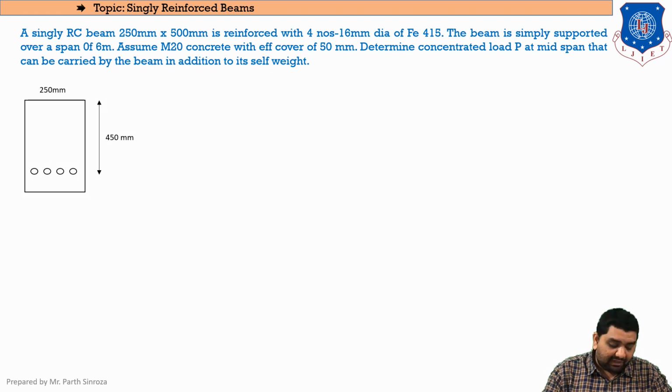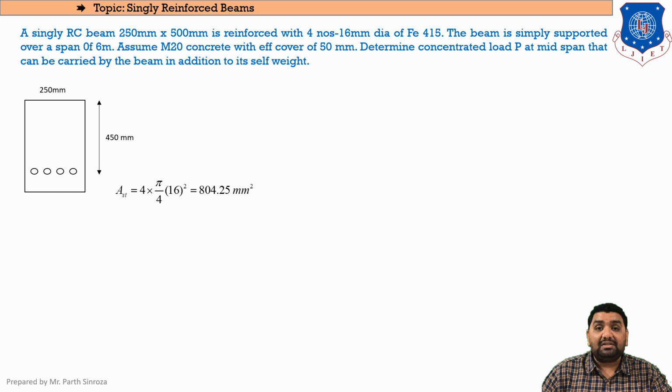Here are the dimensions. 250 mm is the width of section, 450 is the effective depth. Keep in mind again, 500 it is the overall depth, 50 mm cover is given in the question, so our effective depth here will be 450 mm. So the first step will be to find the value of AST, that is area of steel in tension. So 4 numbers of 16 mm diameter, that gives the answer 804.25 mm square.